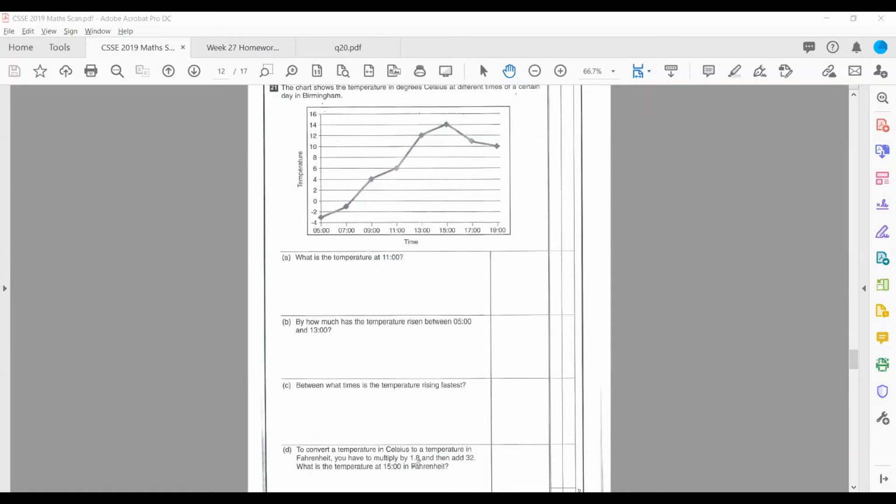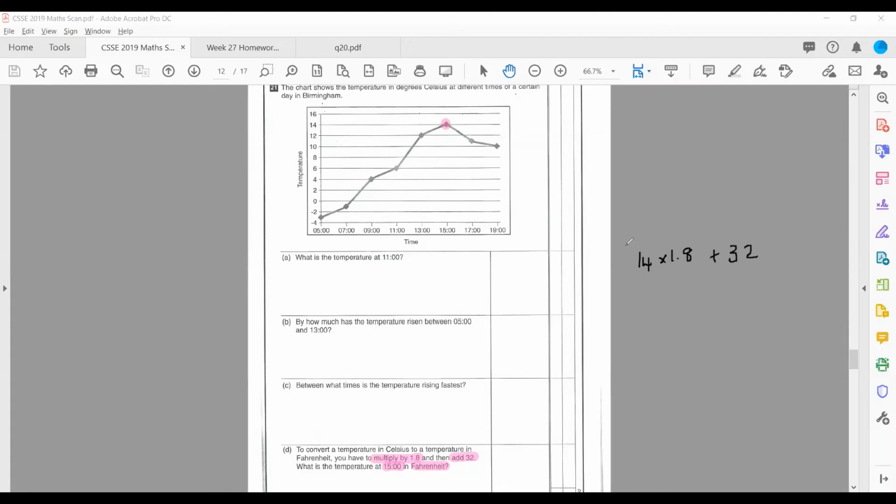To convert a temperature in Celsius to a temperature in Fahrenheit, you have to multiply by 1.8 and then add 32. So there's your key information. We're going to multiply by 1.8 and add 32, and we want to know what the temperature at 1500 was in Fahrenheit. At 1500, if we read across here, the temperature was 14 degrees, and I'm just going to change my pen colour. So 14 degrees, we need to multiply that by 1.8 and then add 32.